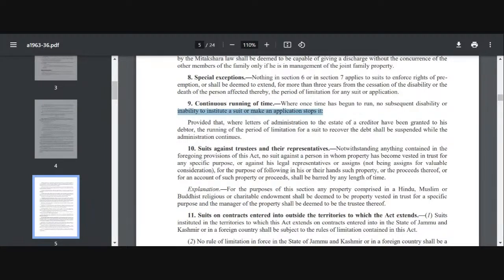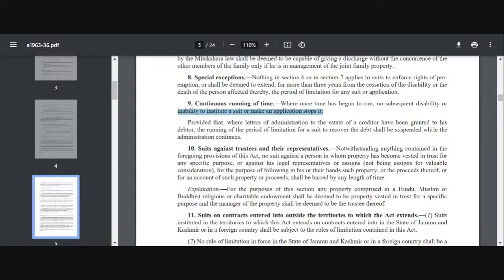Remember that. Okay? So further, if I get one more disability or inability to institute a suit or make an application, no, it's not going to stop it. Right, so the rule is the continuous running of time is a fundamental principle of limitation law. So I cannot say that after my clock has started ticking, it is going to stop. Even if you are having any disability or inability in between, there is no further break or interruption until the entire period has run out.